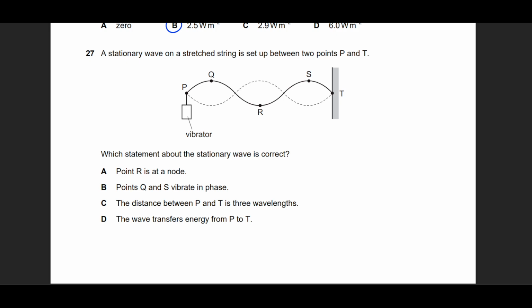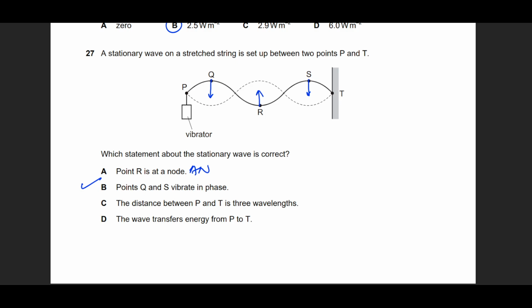Point R is at a node. No, that is an antinode. Point Q and S vibrate in phase. Yes, they do. Q will be vibrating downwards, S will be moving downwards, and R will be moving upwards in its next phase of life. So yes, they have the same phase. Closest possible option seems to be correct.